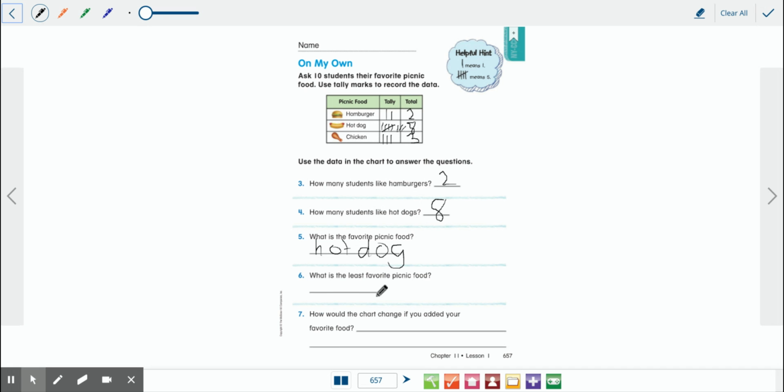What is the least favorite? And I see the smallest number of votes is in the food hamburger. So we're going to write hamburger on that line. Remember, my tool is very hard to write with.